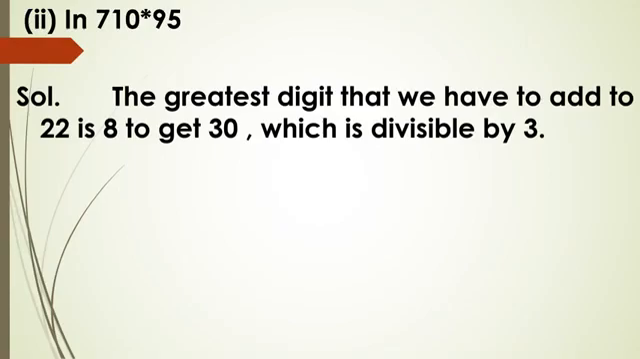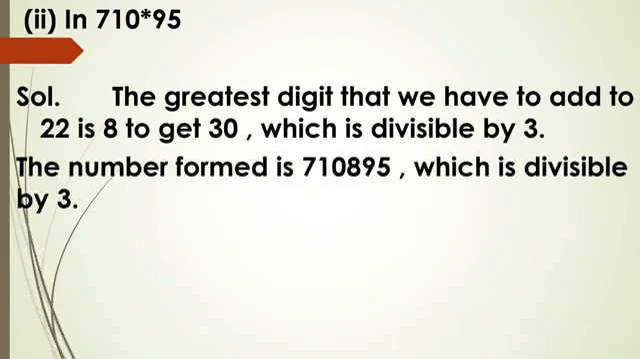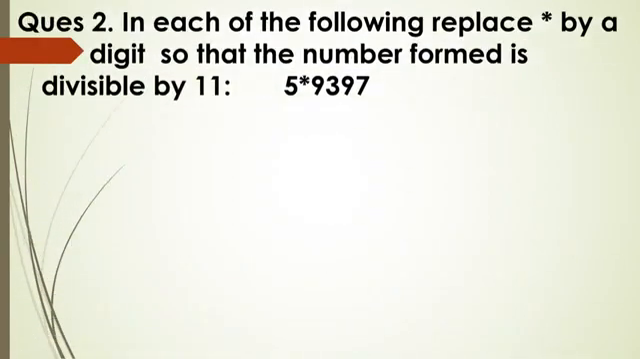Okay. Now see the second question. In each of the following, replace star by a digit so that the number formed is divisible by 11. In the first question, we replaced star so that the number is divisible by 3. In this, we have to replace star so that the number is divisible by 11. Now see.